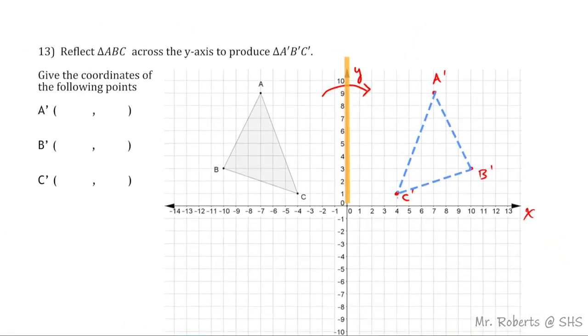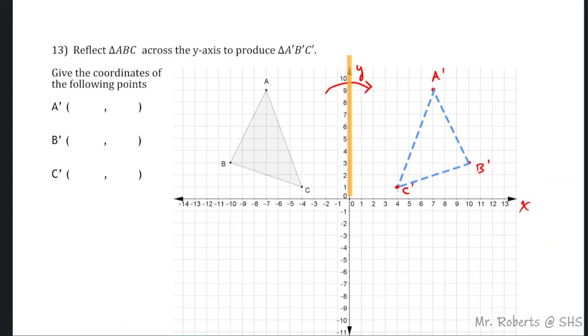So we've done this reflection here. The last part is, okay, what are the coordinates of the images? Well, A prime is at -7, 9. B prime is at 10, 3. Right, x is 10, y is 3, and C prime is at 4, 1. All right, that looks like that's it.